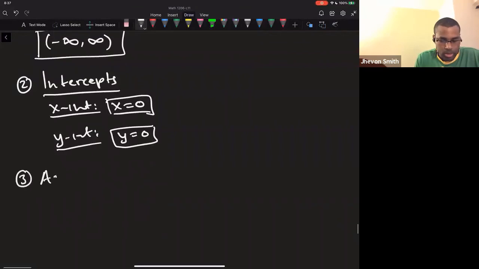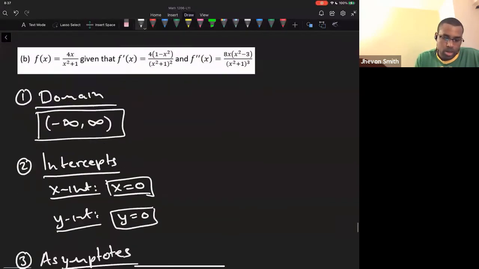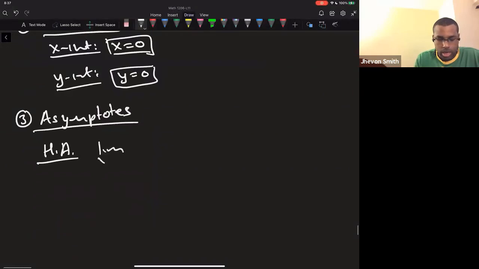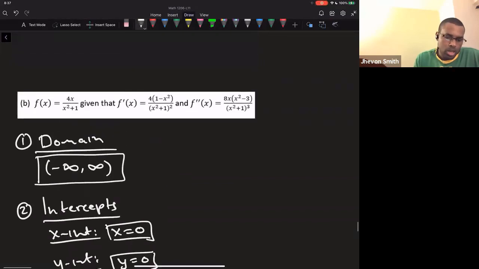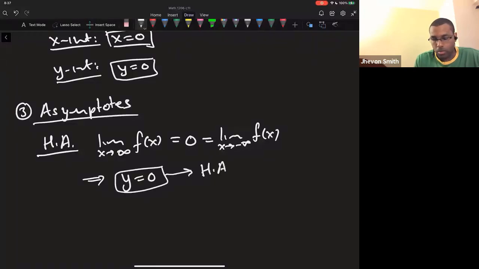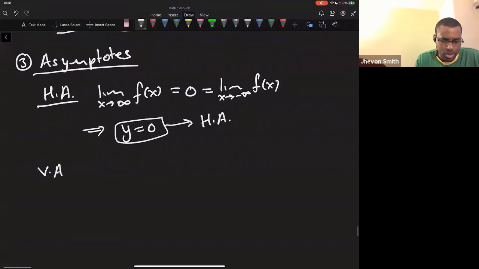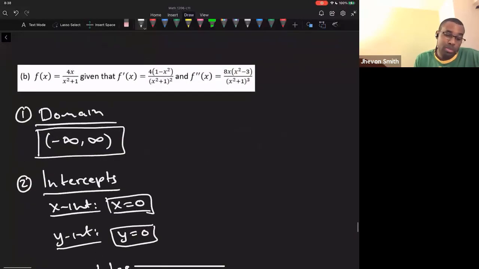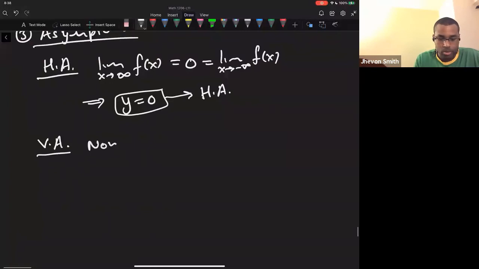3, going to look at asymptotes. Let's look at horizontal. You're going to find the limit as x approaches infinity of f of x, which is going to be 0 because it's bottom heavy. This is also going to be the same as the limit as x approaches negative infinity of f of x. This means that y equals 0 is a horizontal asymptote. You can look at vertical asymptotes. This will occur where the denominator is 0. It's never 0. There are none.